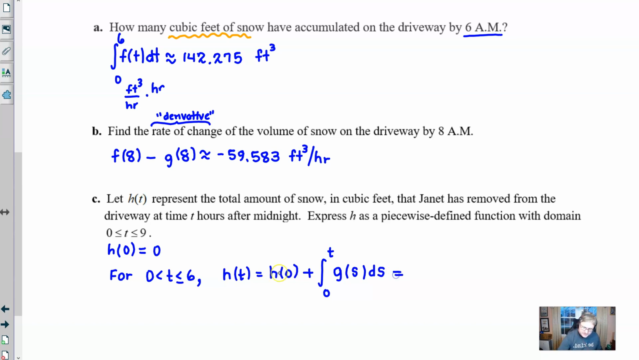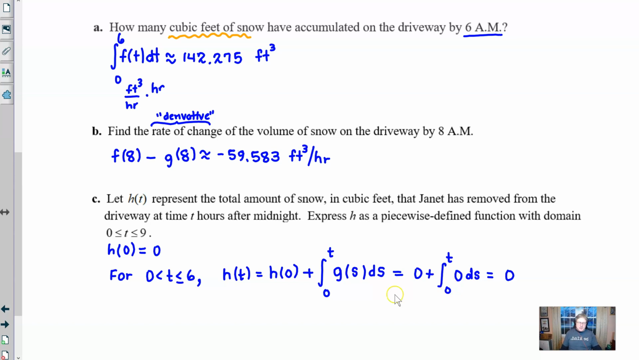Well, once again, h of 0 is 0. If we integrate g of s, which by the way is 0, well, what is this going to be then with respect to s? That's going to be 0, right? I mean, let's just think about it. Janet's in bed. She's not shoveling any snow, right? So basically what we've got here, if you integrate 0, you get a constant, c. There is no s to plug in t and 0 for, and you still apply the fundamental theorem of calculus and you have c minus c, right?